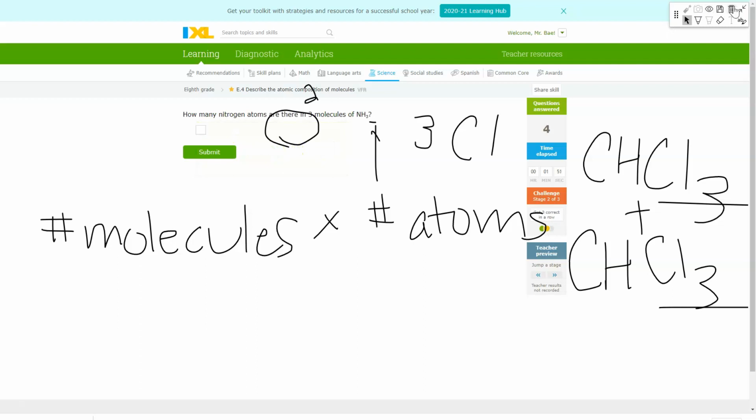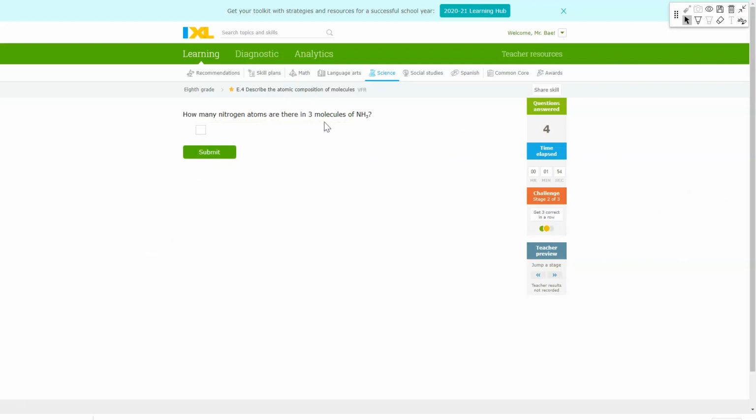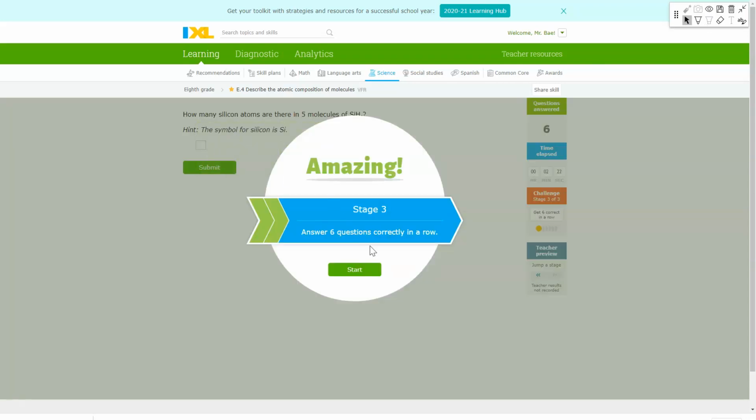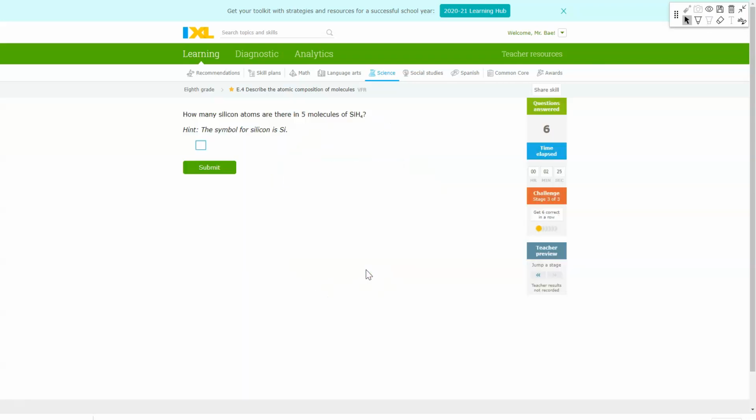Cool. Right, so for the next one, it's asking about 3 molecules of NH3. At this time, guys, there's only 1 nitrogen atom, and there's 3 molecules, so therefore your answer would just be 3. 1 times 3 is 3. For the next one, it says 4 molecules of BF3, and it's asking you for the number of atoms of boron. Once again, it's just 1, so 1 times 4 will get you 4. And you're all set.